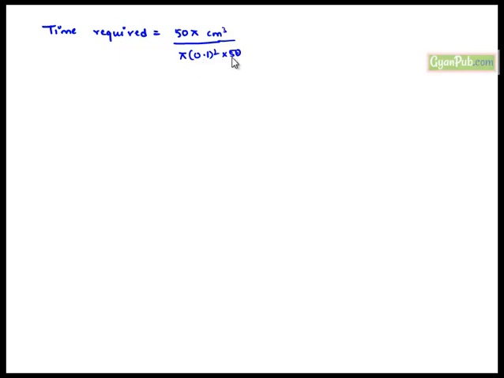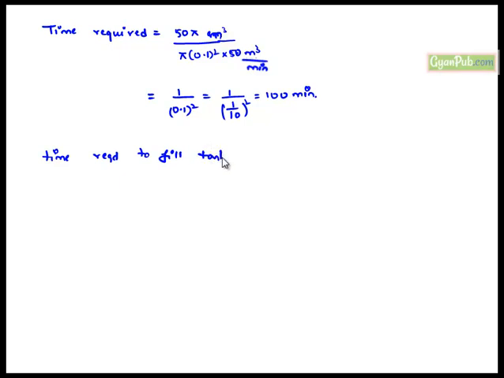Here 50 pi in the numerator and denominator will be cancelled. This is meter cube and this is also meter cube, so meter cube will also be cancelled. The time required to fill the tank will be equal to 1 by 0.1 whole square, which is 1 by 1 by 10 whole square, that is 100 minutes. Therefore, the total time required to fill the tank is equal to 100 minutes. That is the solution.